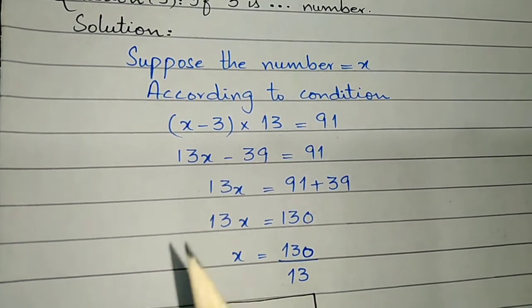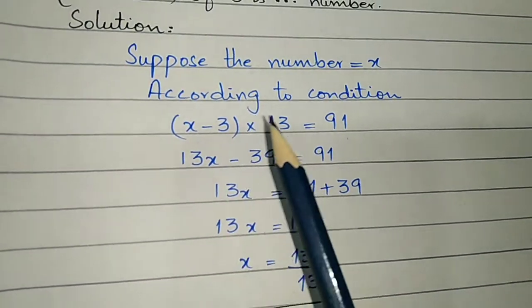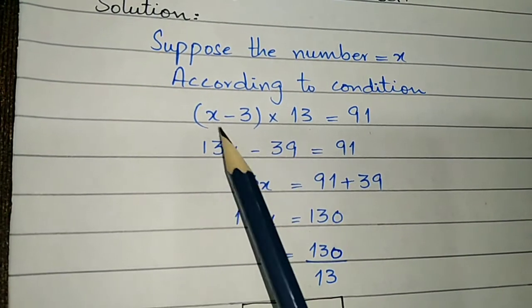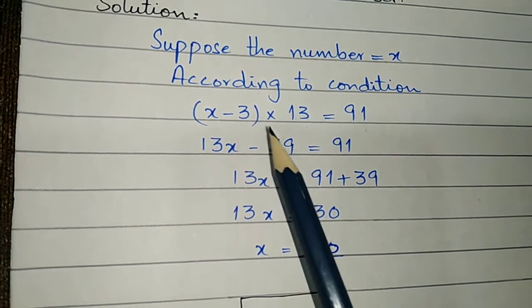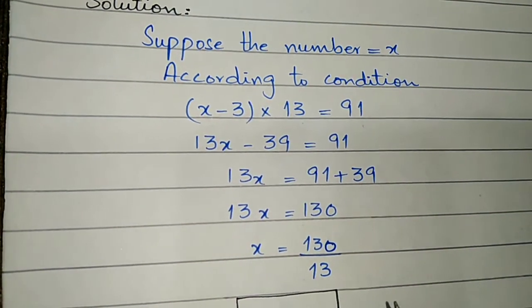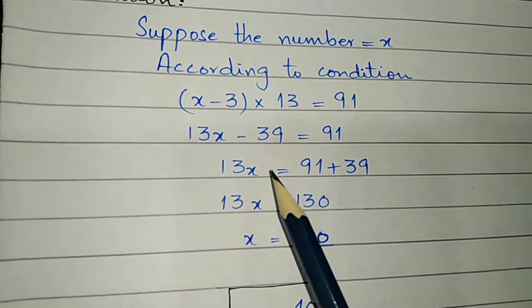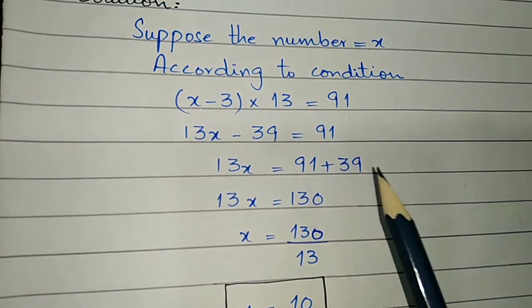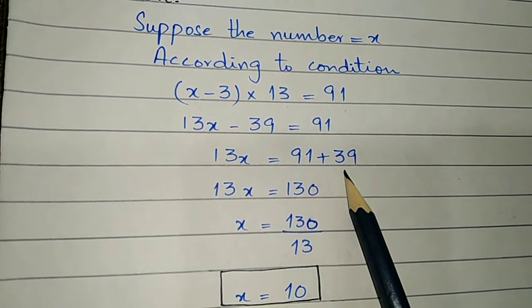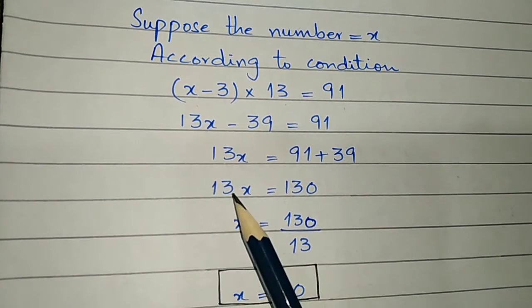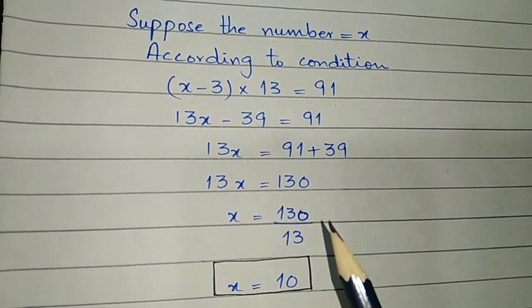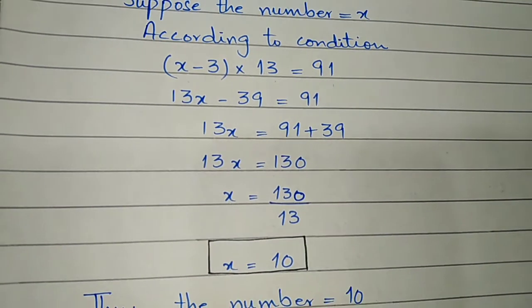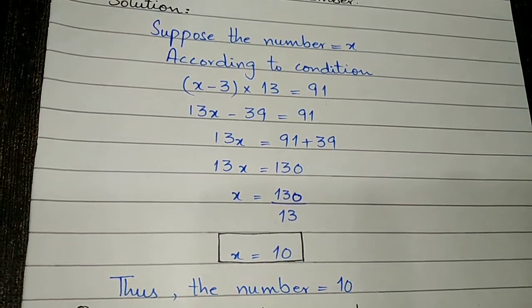So we have to multiply 13 with the whole bracket, that is 13x minus 13 times 3 is 39, equals 91. So 13x is equal to 91. Negative 39 will become positive on the right hand side. 13x is equal to 91 plus 39, that is 130. Now 13 is multiplied with x, so it will be divided on the right hand side. Cancellation in the table of 13, so the number is 10.